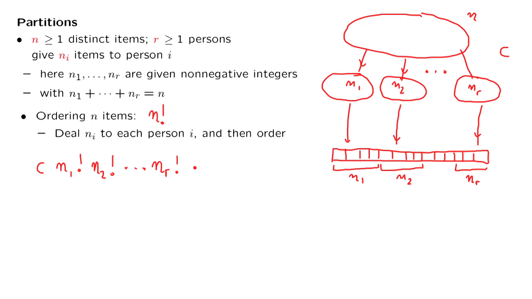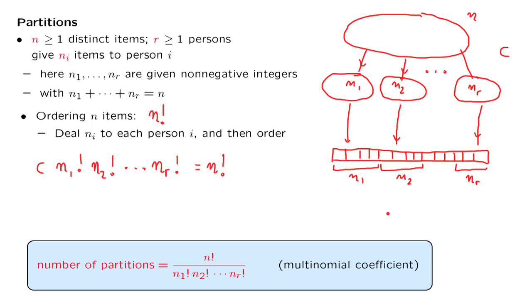On the other hand, we know that the number of possible orderings of the items is n factorial, so we have this equality. We can solve this for C, and we find the answer that the number of ways that the n items can be partitioned into subsets of the given sizes is n factorial divided by the product of the factorials of the different ni's. This particular expression is called the multinomial coefficient, and it generalizes the binomial coefficient.